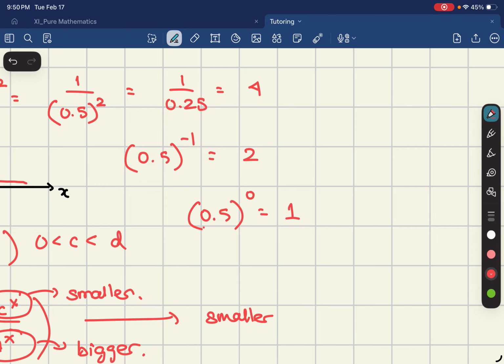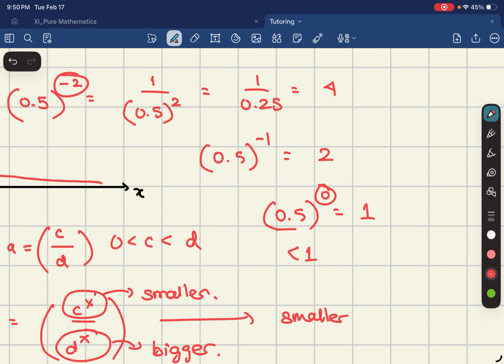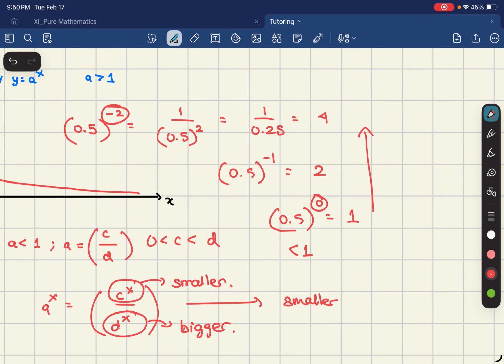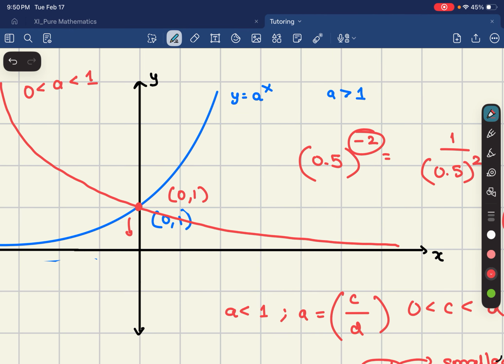So as you can see, if I have something that is less than 1 here, and if I raise it to more and more negative values, then my output is increasing. So that is why the output increases here. The more negative my x gets, the output increases if a is less than 1, which I've written here.